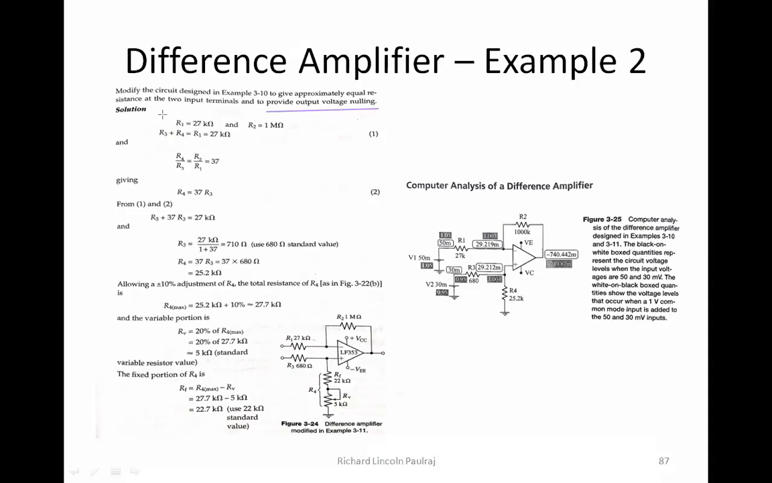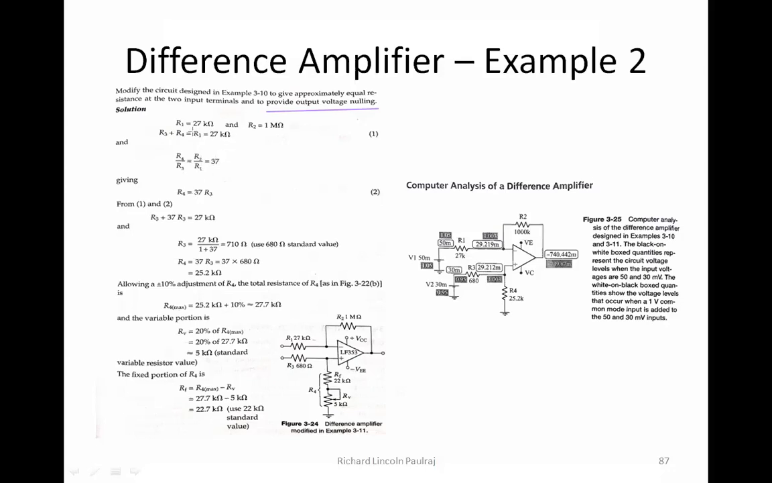Now, using the previous problem, we extract the data. R1 we got, R2 we got, and we know that R3 plus R4 is equal to R1, which is also equal to 27 kilo ohms. This is from the previous problem, and now we are going to take this ratio, and we understand that R4 by R3 is equal to R2 by R1.